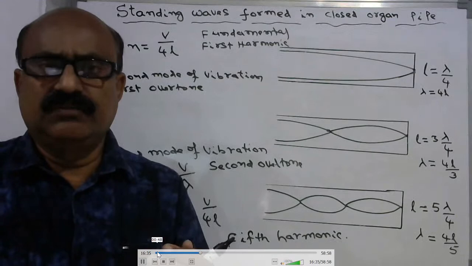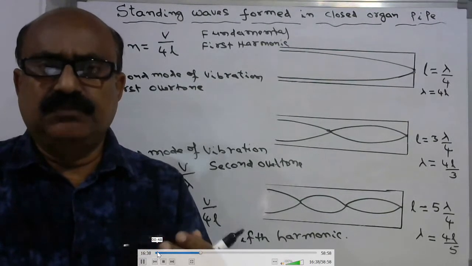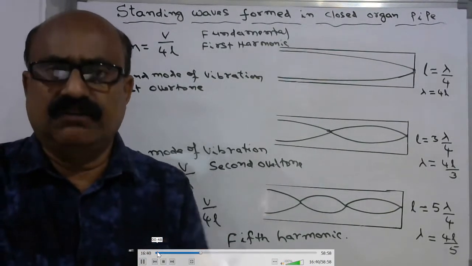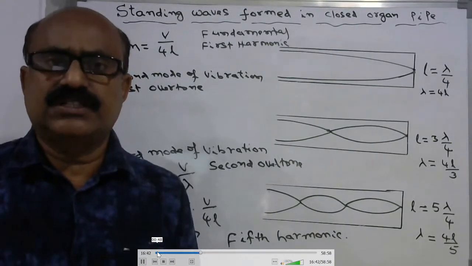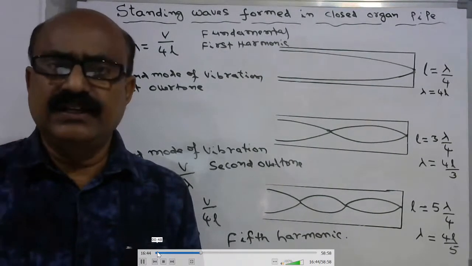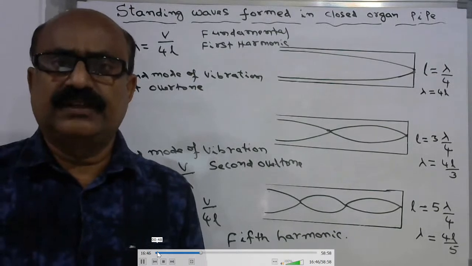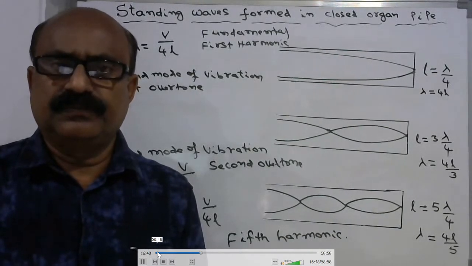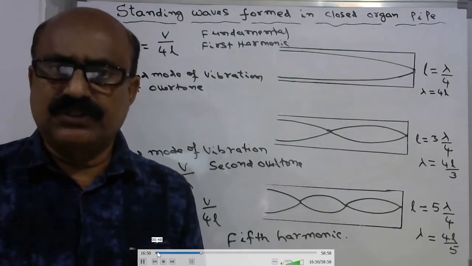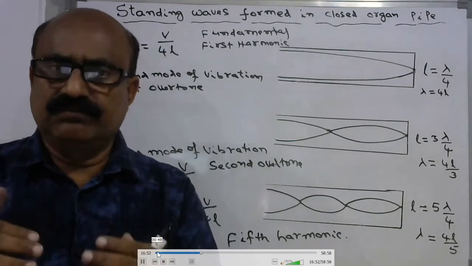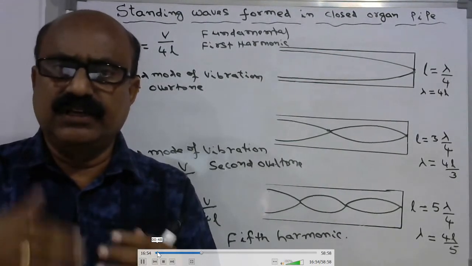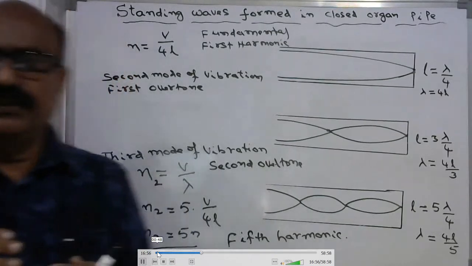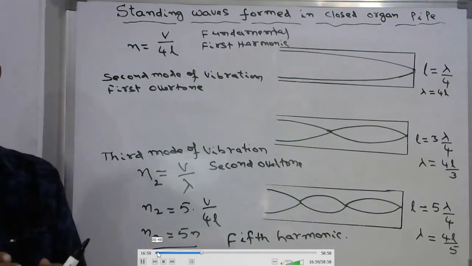All even-numbered multiples of harmonics are not available. For example, sa, re is not possible, ga, ma is not possible. So all odd multiples are available in the case of this closed organ pipe.